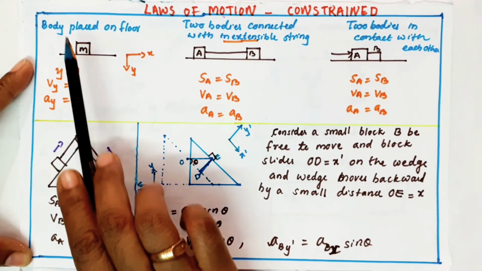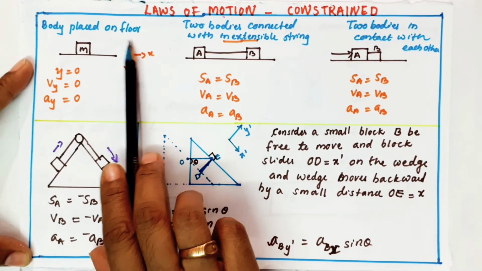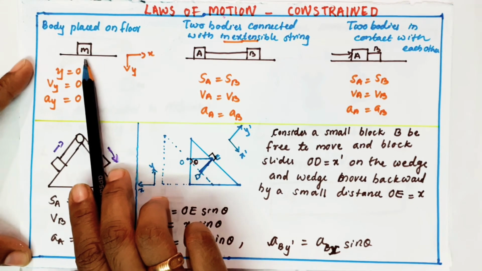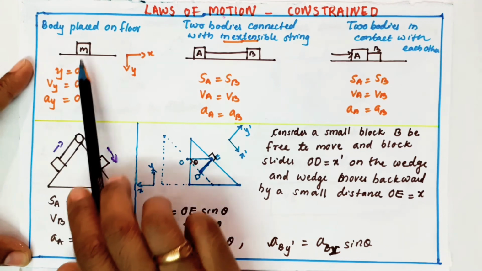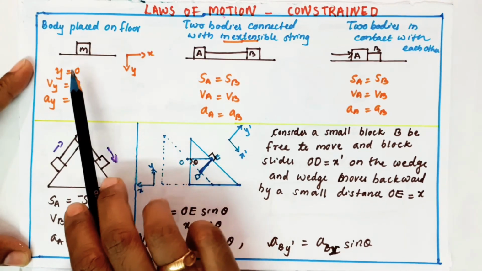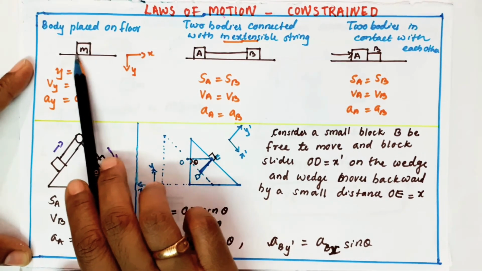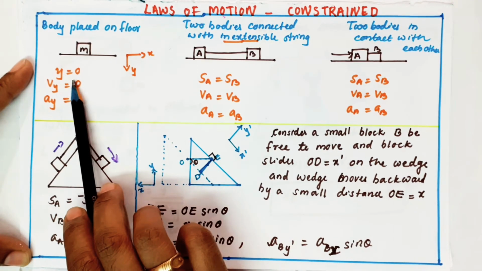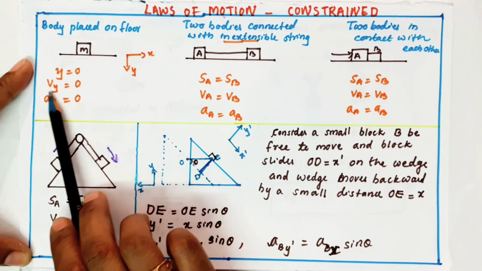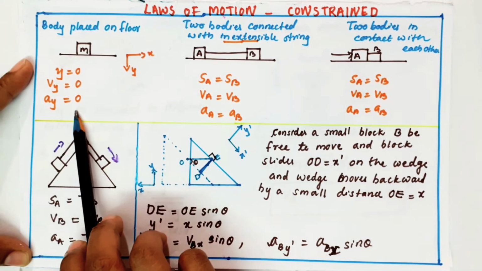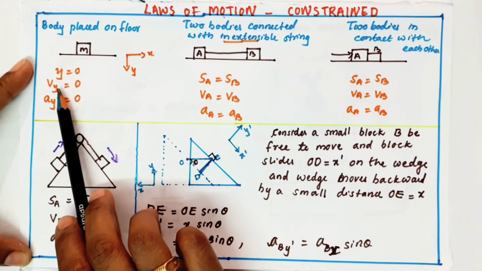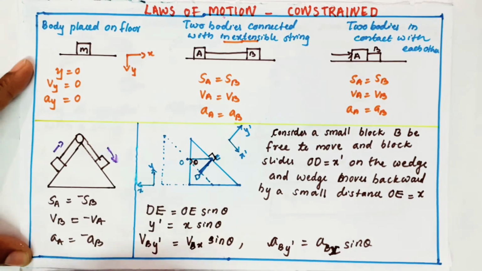This is the case in which a body is placed on a floor. So this is the floor and here we are keeping a body of mass m. In this case the body cannot move in the vertical direction. If you apply a force, the body can move only in the horizontal direction. That's what I wrote, y equal to 0. It means vertical displacement is 0, vertical velocity is 0, vertical acceleration is 0. Ay indicates the vertical. Okay, vertical displacement, vertical velocity, vertical acceleration, all are 0.